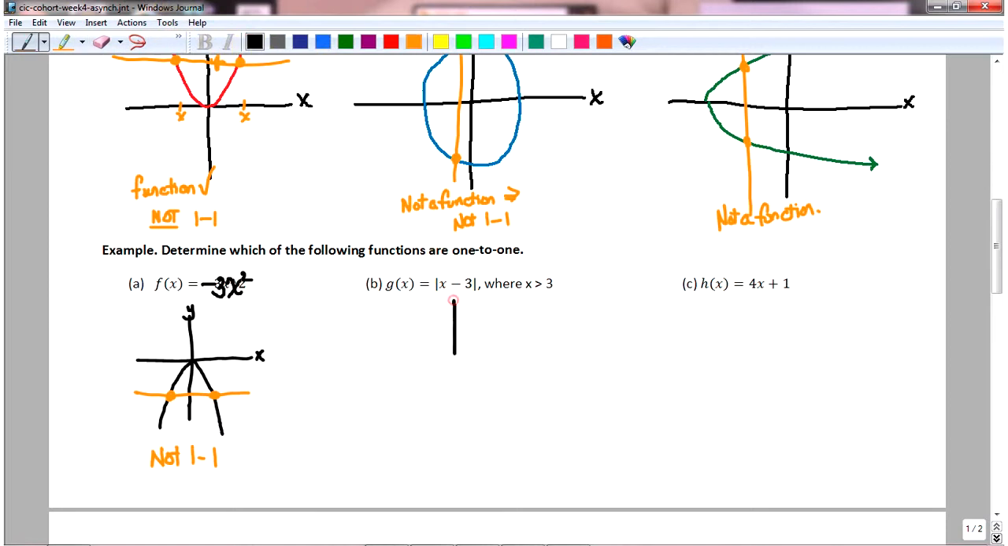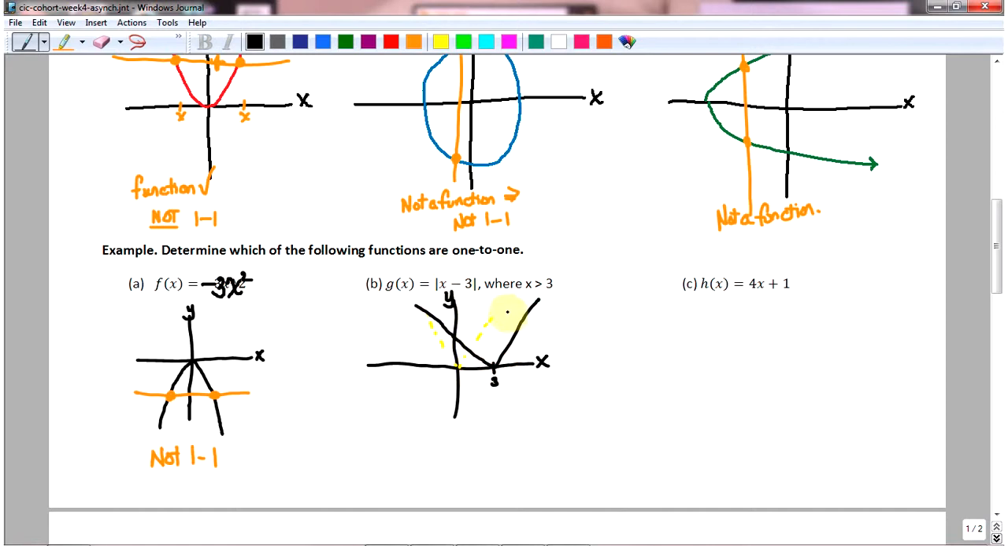Okay, going on to the graph of b. Okay, we have the absolute value. So if you think back to the basic functions, the absolute value of x is a V with the point at the origin. When we subtract 3, that's going to move the graph to the right 3 units, and we still have the same shape.